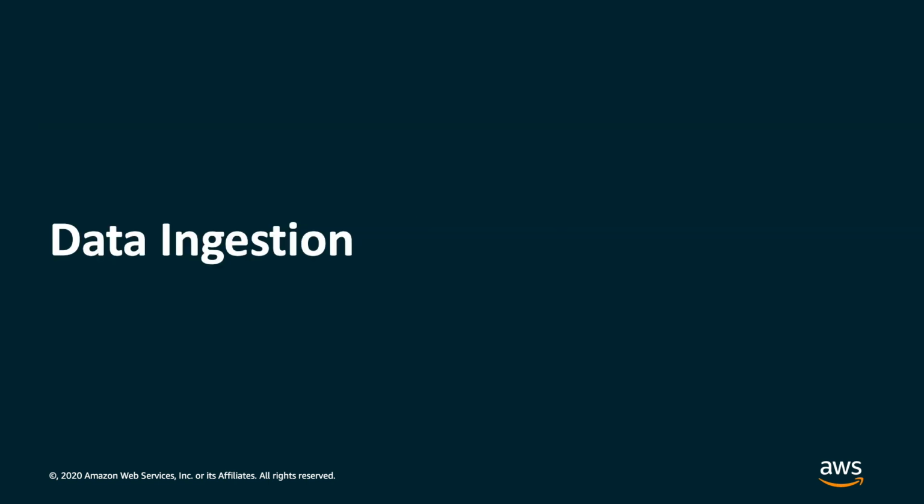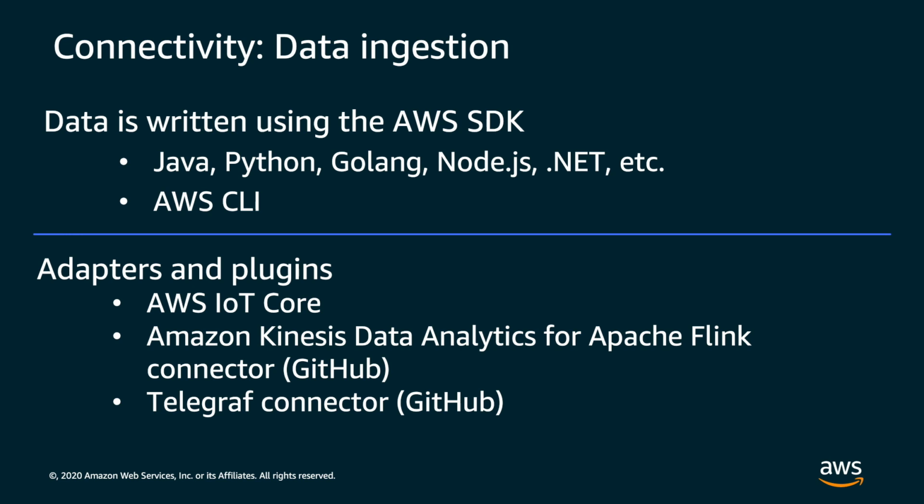So let's get into how you move data into Timestream. Writing data into Timestream is done through the AWS SDKs. We support, obviously, the common development languages like Java and Python and Go and Node.js and such. And then obviously the AWS CLI is another option as well.